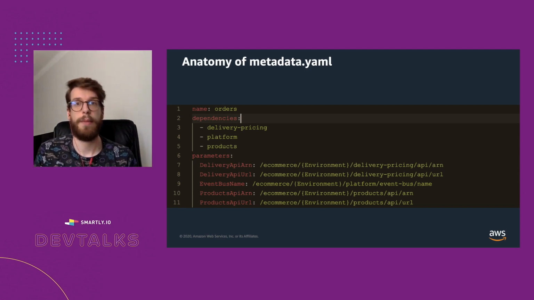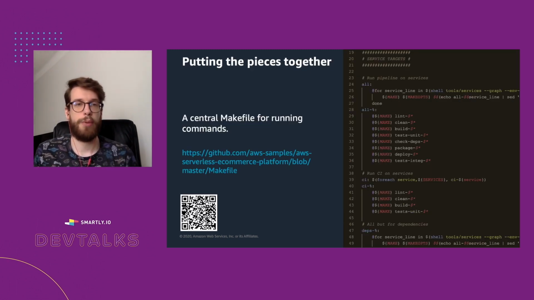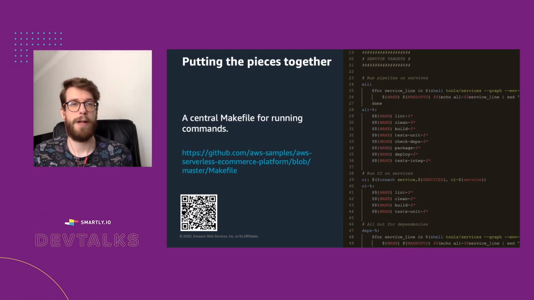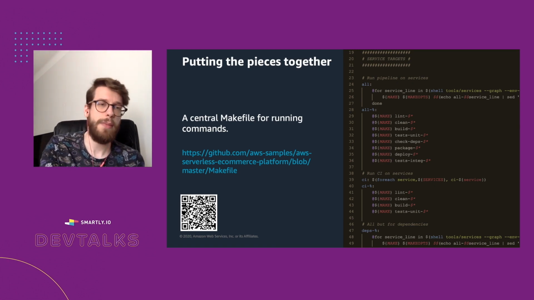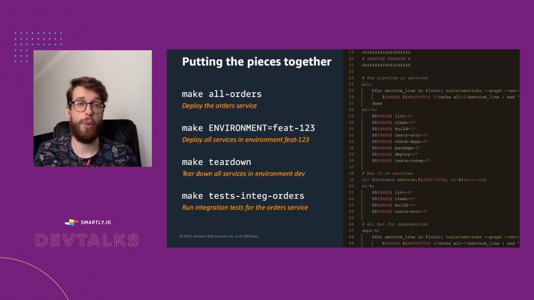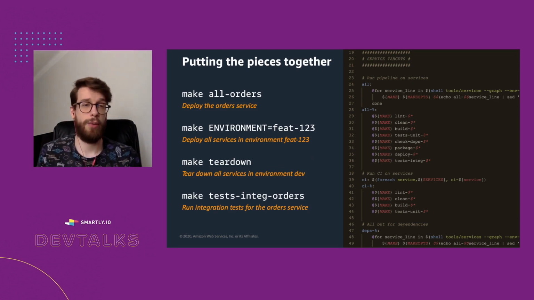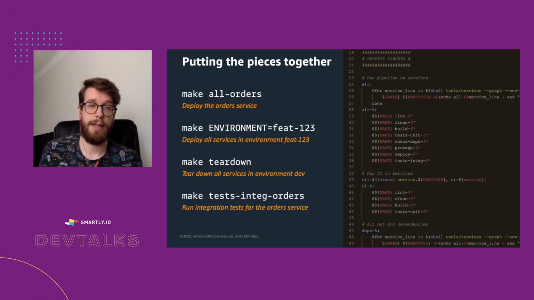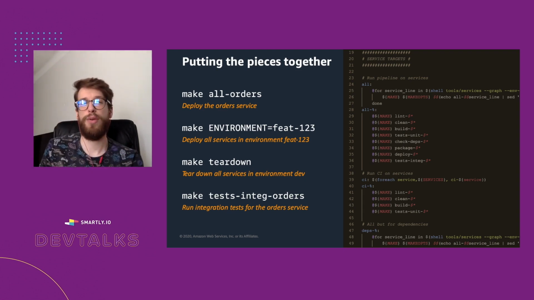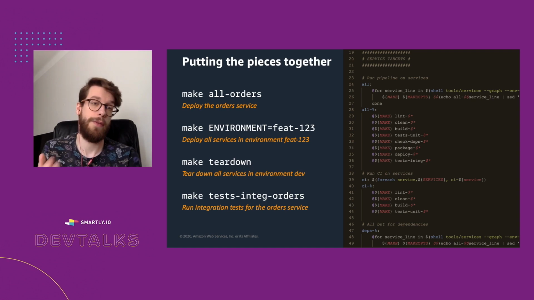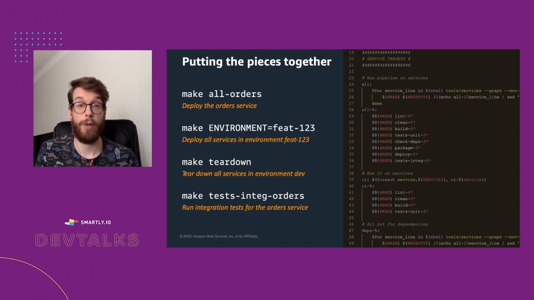And then when I put all the pieces together, I have a central makefile for running some of the commands. So I can do things like make all orders, and that deploys the order service. Or I can do make and then use environment equals something, and that will deploy all the services in a specific environment. So feature 1, 2, 3 if I want to use one environment by feature. Make teardown will tear down all the services, will remove everything from the AWS side.